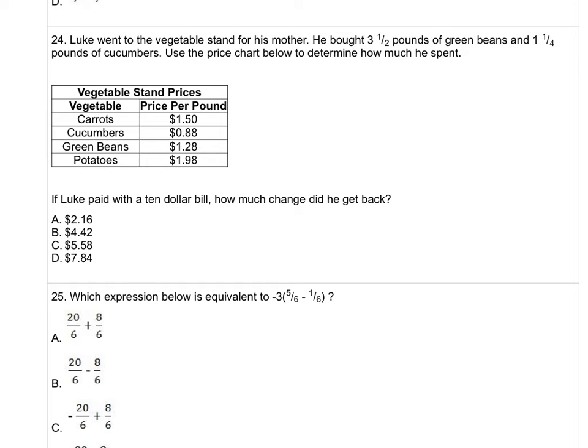Number 24, Luke went to the vegetable stand for his mother. He bought 3.5 pounds of green beans and 1.25 pounds of cucumbers. Use the price chart below to determine how much he spent. Then our question says, if he paid with a $10 bill, how much change did he get back? So let's just start with how much he spent.